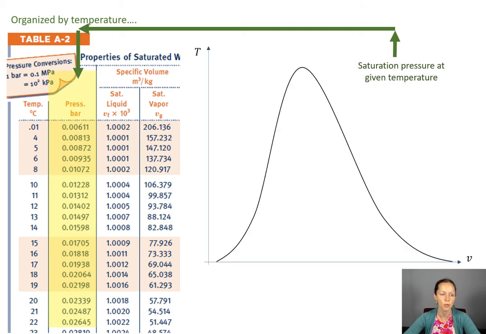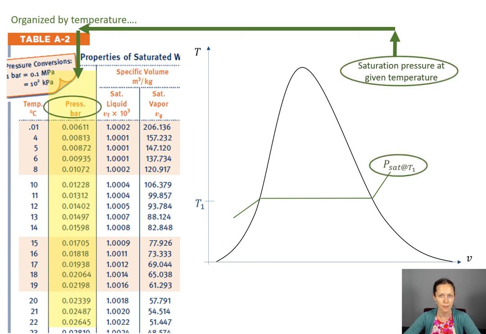So if you recall from one of the previous segments where we talked about T-v diagrams, here I've got a T-v diagram. Here's my liquid vapor dome. And say I'm at some temperature T1. If I draw a line of constant pressure through the two-phase region where the pressure corresponds to that T1, that's my saturation pressure at T1, and that's the pressure that's tabulated in those saturated water tables.